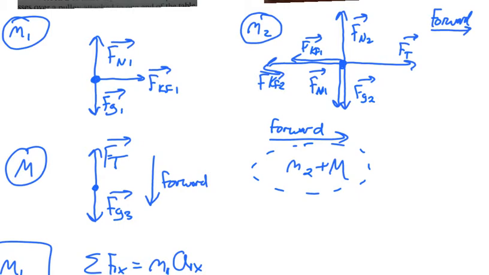Trying to move it forward, I've got Fg3, which is equal just to the big M times g. I've got, trying to move it backward, FKF1 and FKF2.